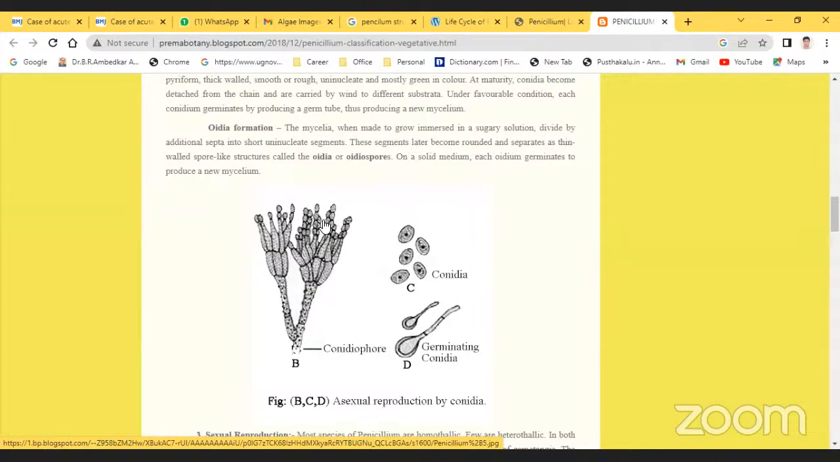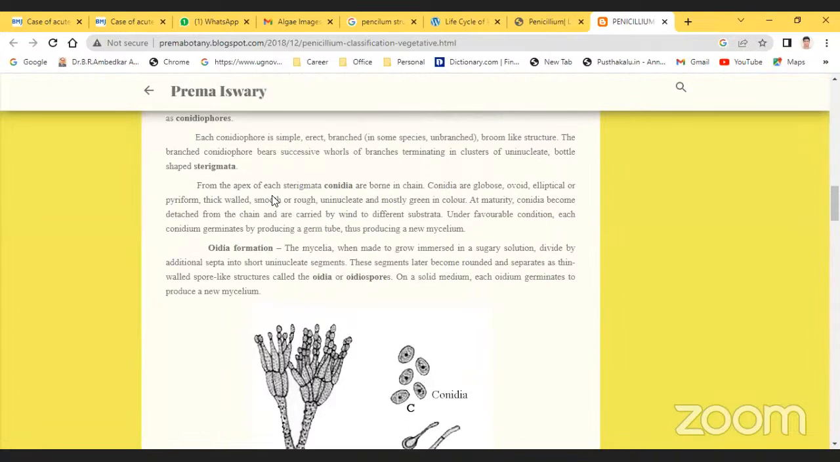Above the sterigmata, from the apex of each sterigma, conidia are borne in chain-like structures. The conidia are globose, ovoid meaning oval shape, elliptical or pyriform. They are thick walled, smooth or rough, uninucleate, and mostly green in color.